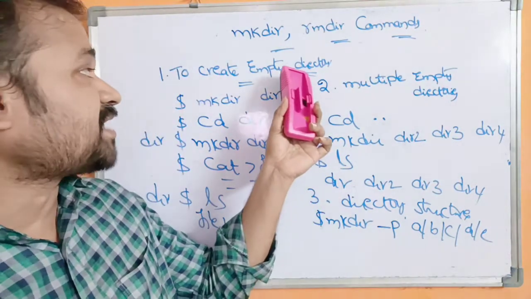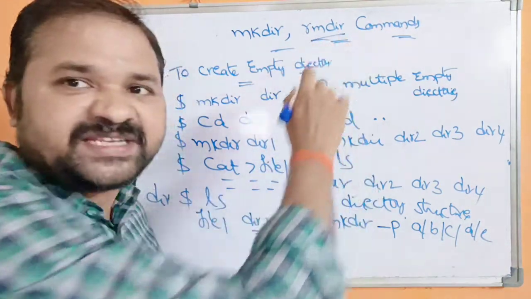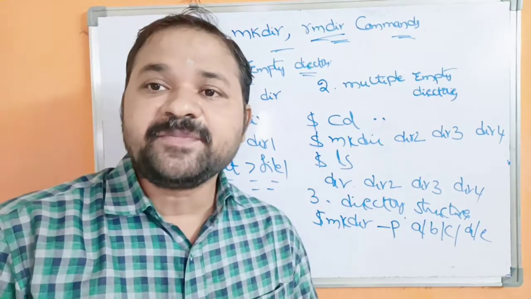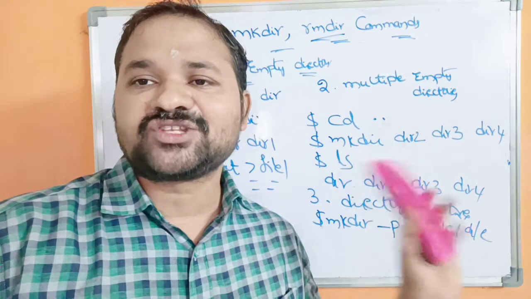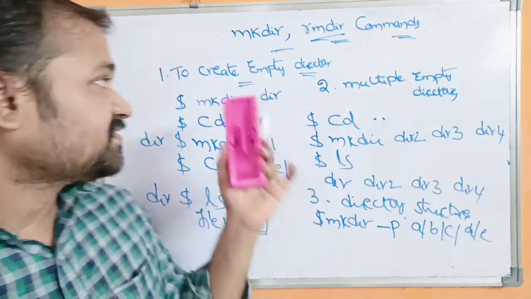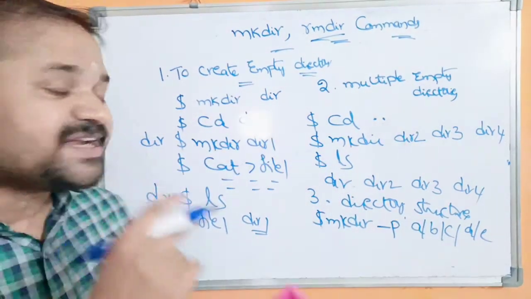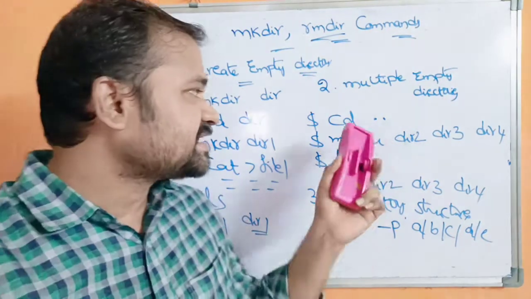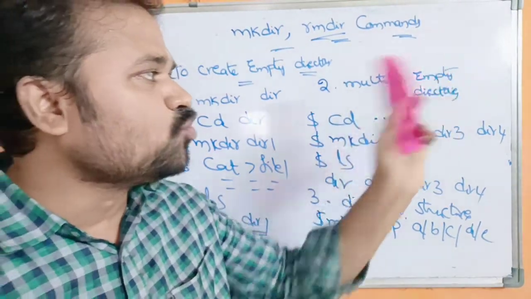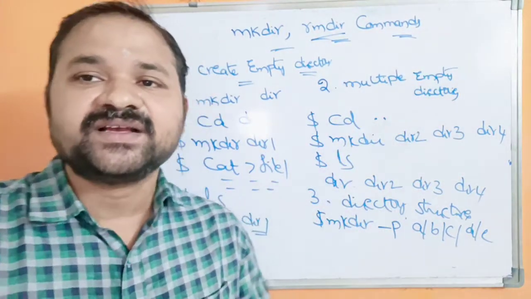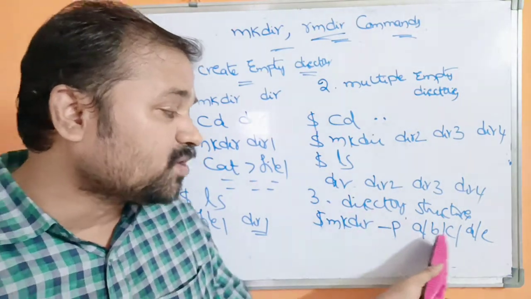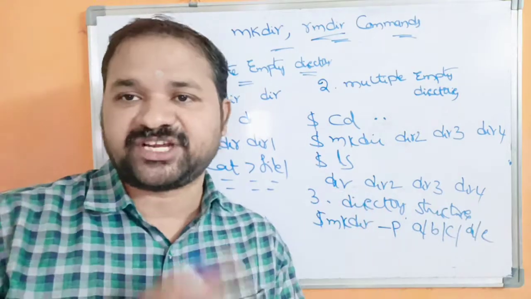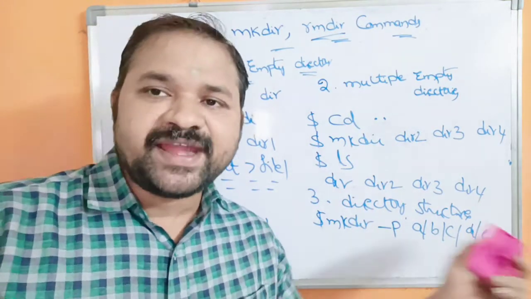Now let's see about rmdir. The name itself specifies the meaning. rmdir stands for remove directory. The remove directory command has three advantages. The first advantage is we can remove a single directory. The second advantage is we can remove multiple empty directories. The third advantage is we can remove a directory structure.